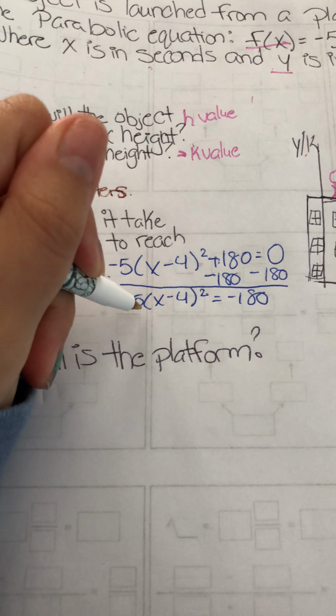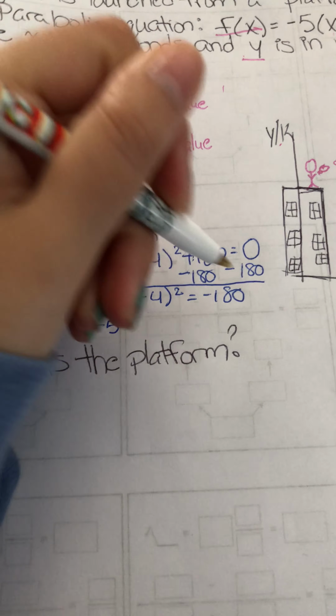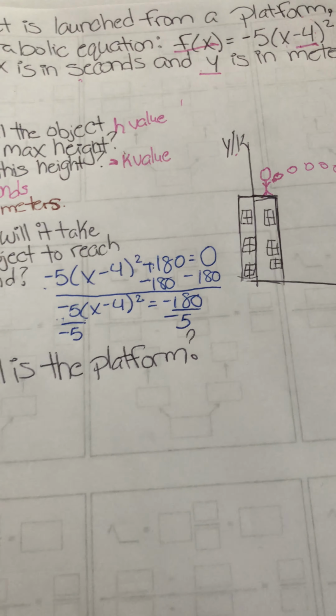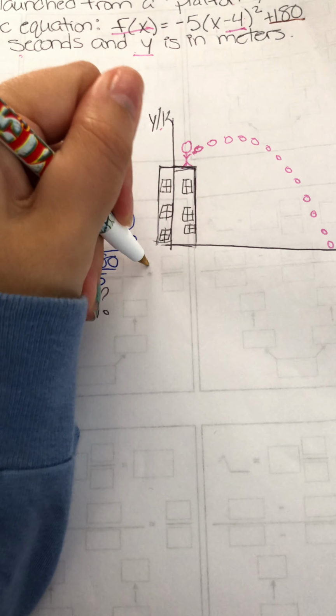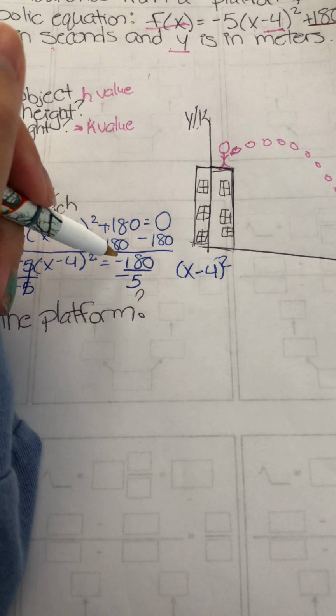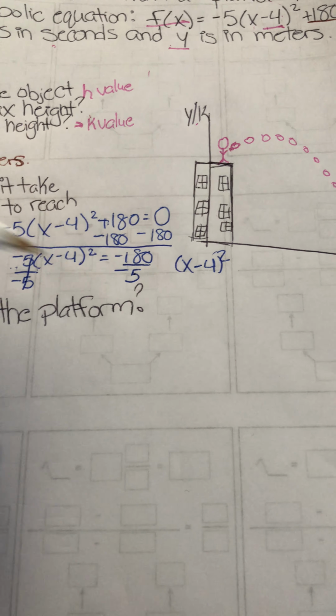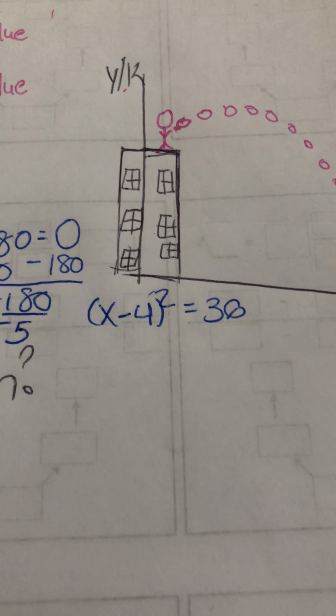Then get rid of the a. This is being multiplied to the (x minus 4) squared, so you have to divide. So the -5's cancel out. You're just left with (x minus 4) squared on the left-hand side. And then -180 divided by -5 is +36. Be careful of your signs.